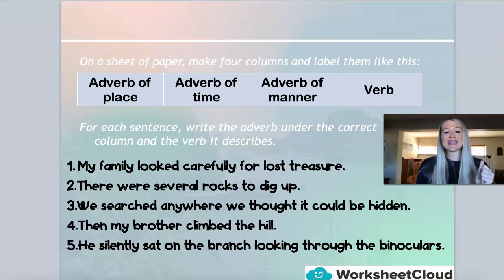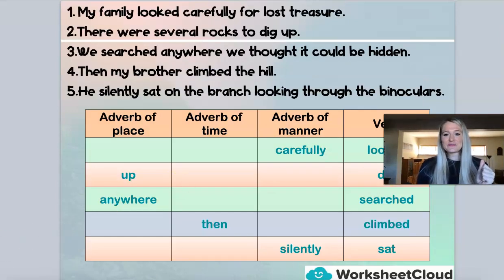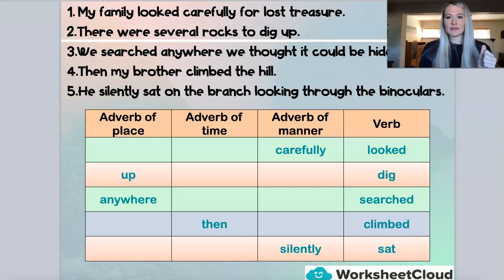Right, let's have a look at the answers. So, your answers should look something like this. Okay, so question number 1 says, my family looked carefully for lost treasure. So for this particular sentence, the verb in this case is the verb looked. And how do they look? It actually describes the word that is attached to looked. They looked carefully. That is a how, so it would be an adverb of manner.